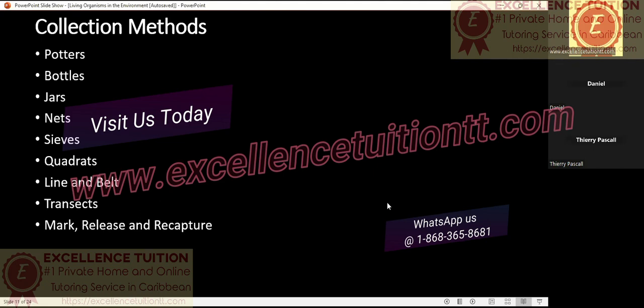Quadrants, we just talked about quadrants. It's a square that you just have to throw, count, and record your sample.